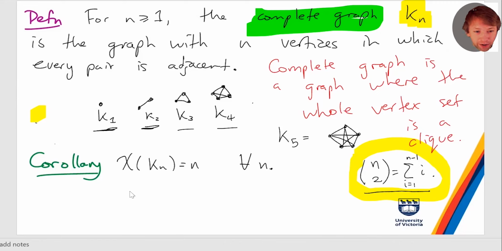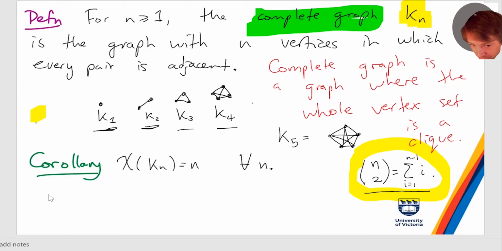A corollary of the previous two propositions is that the chromatic number of Kn is n. Why? Well, you don't need to apply any propositions to get this. If you think about it, it's pretty clear. Any two vertices have to get a different color because there's an edge between them. And if I just give everybody a different color, then that is a proper coloring.